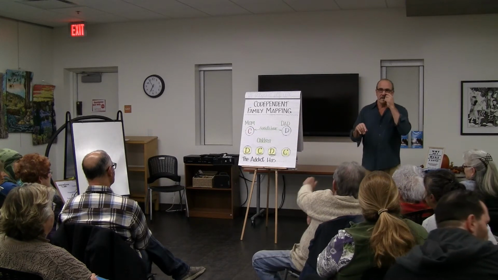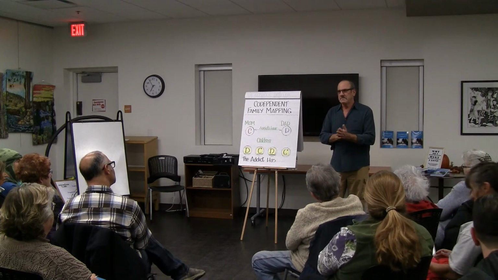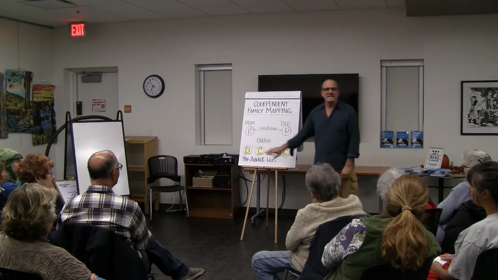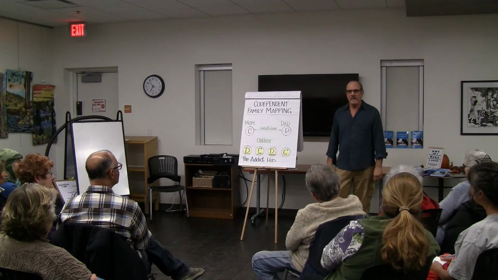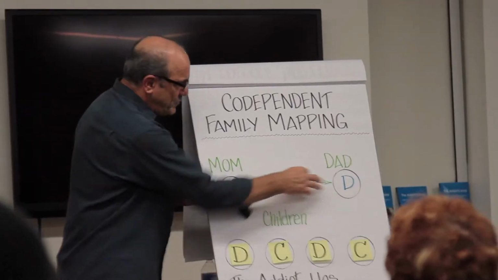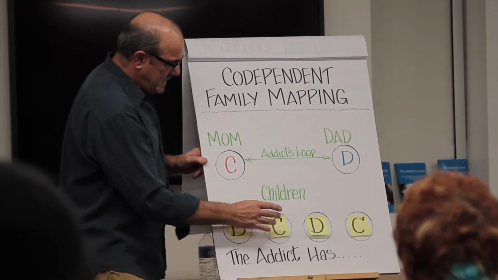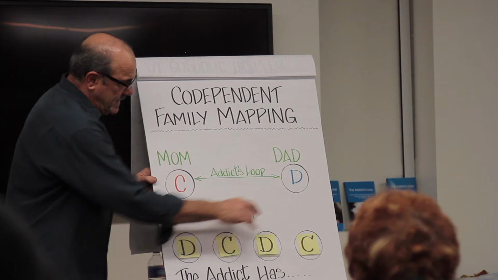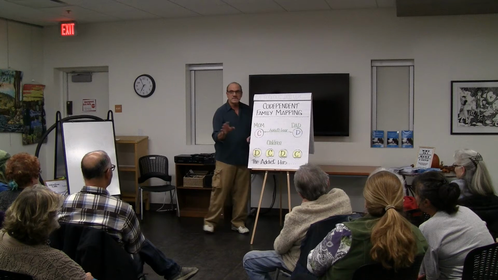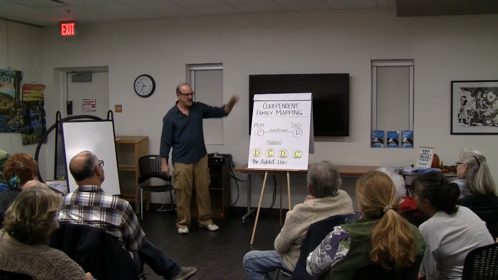It's what I find in most of the codependent mapping I do in my sessions, that the roles play tic-tac-toe with our family systems. So look at the addict's loop here. Between mom and dad, mom and the first son or daughter, you've got it here, you've got it here, you've got it here, and you've got it here. Look how this loop is destroying our families. And this is moving down generation to generation.